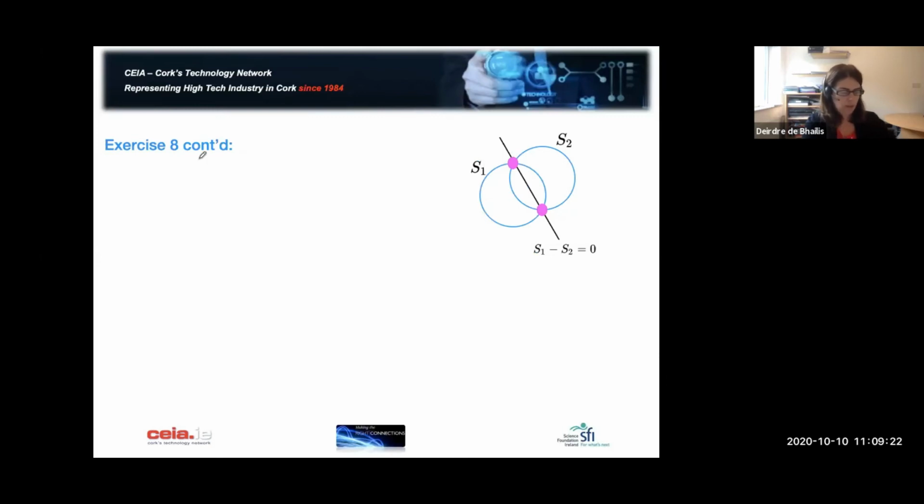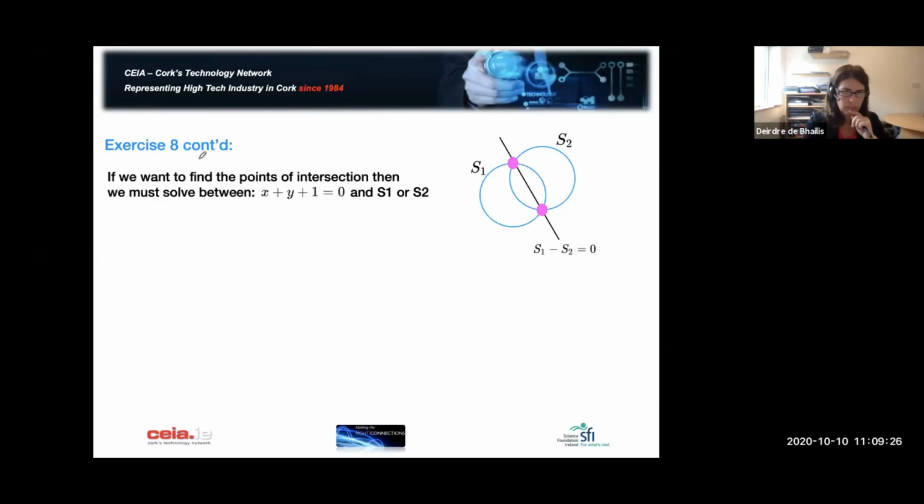So we found the equation of the common chord, but the next part of this exercise is if we want to find the points of intersection, then we must solve between the line that we've just found and either S1 or S2. So that's substitution again. What we need to do is rearrange the equation of the line. We get x is equal to minus y minus 1.